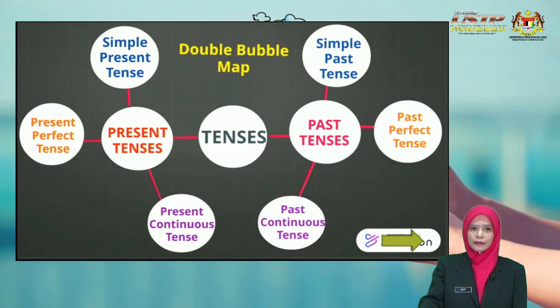The double bubble map of tenses will have present tenses and past tenses. In present tenses we have simple present tense, present perfect tense, and present continuous tense. And in past tenses we have simple past tense, past perfect tense, and past continuous tense.